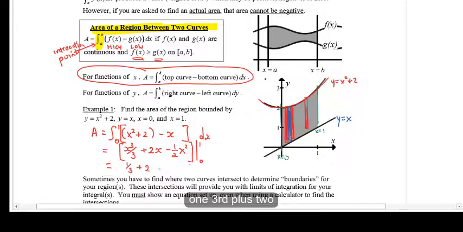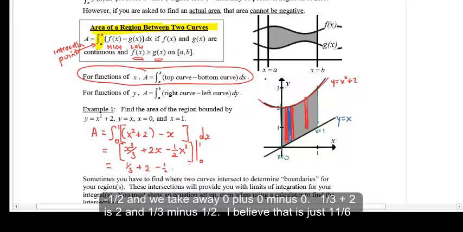1/3 plus 2 minus 1/2. Then we'll take away 0 plus 0 minus 0. So 1/3 plus 2 is 2 1/3, minus 1/2. I believe that's just 11 over 6, or 1 5/6. Okay, there you go.